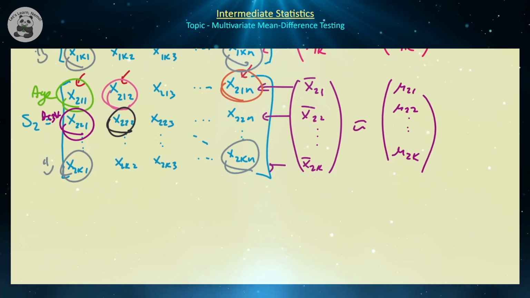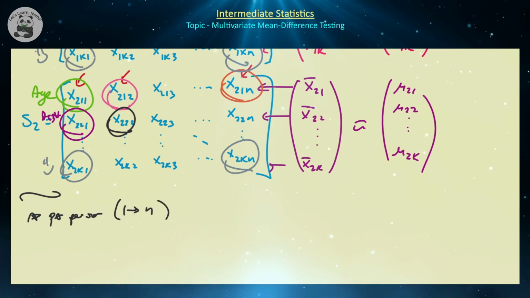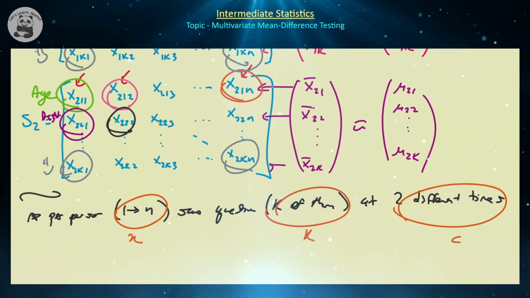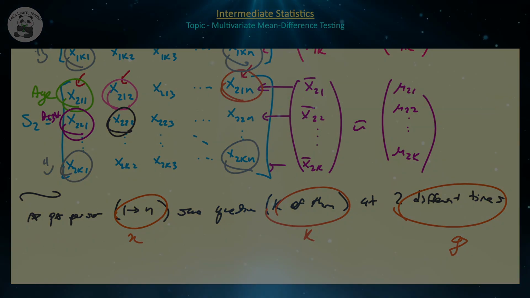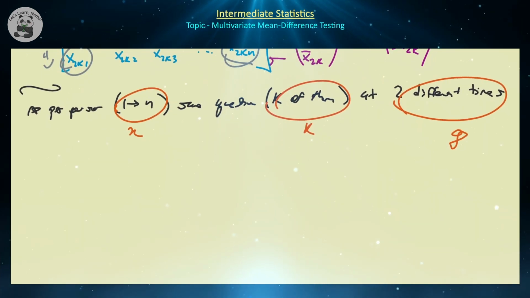So we can summarize this as per person. For each person, 1 to n, we ask the same question, in particular k of them, at 2 different times. So n is associated to the sample size, k is known as the number of features, and 2 is known as the number of groups or populations being investigated in this particular test. Since we are associating a meaningful one-to-one correspondence between these two samples, we should be able to construct a sample of differences between these two samples.